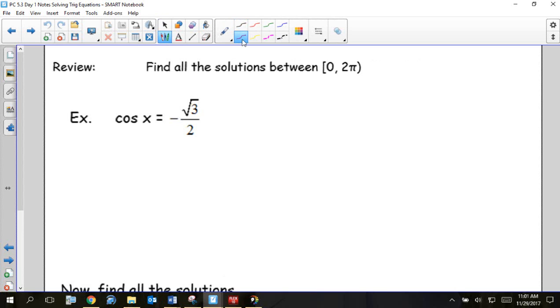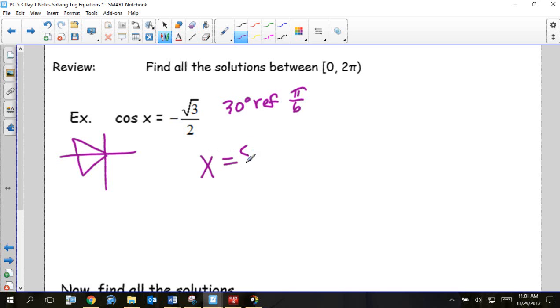So you think to yourself, all right, cosine's negative. That is in the second quadrant and third quadrant. So I'm going to have 2 answers. And then I have to think, when is cosine radical 3 over 2? Those are at the 30 degrees reference angle, or pi over 6 reference angle. So in the second quadrant and in the third quadrant, we're going to have 5 pi over 6 and 7 pi over 6. Review.